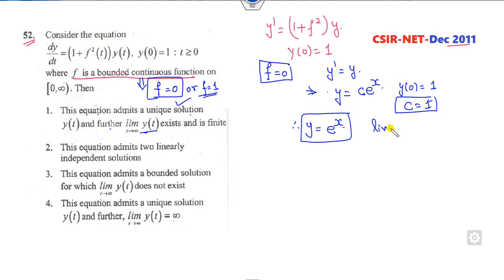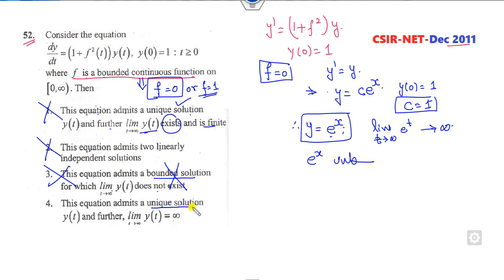What is the limit? As x or t approaches infinity, e raised to power t goes to infinity, which is not finite. First option cancel out. This equation admits two linearly independent solutions, cancel out because it gives only one solution. This solution admits a bounded solution and the limit does not exist. That's also the wrong answer because e raised to power x is unbounded. So this is cancelled out. This equation admits a unique solution, correct. Limit goes to infinity is the right answer of this. That's very simple because they are talking about any function which is bounded and continuous. You can take f of 0 as the right answer, or f of 1.